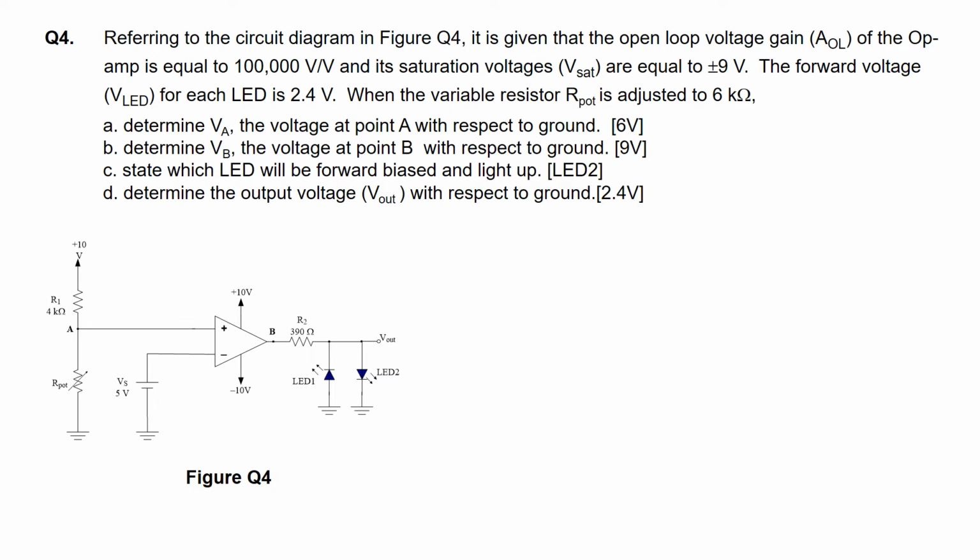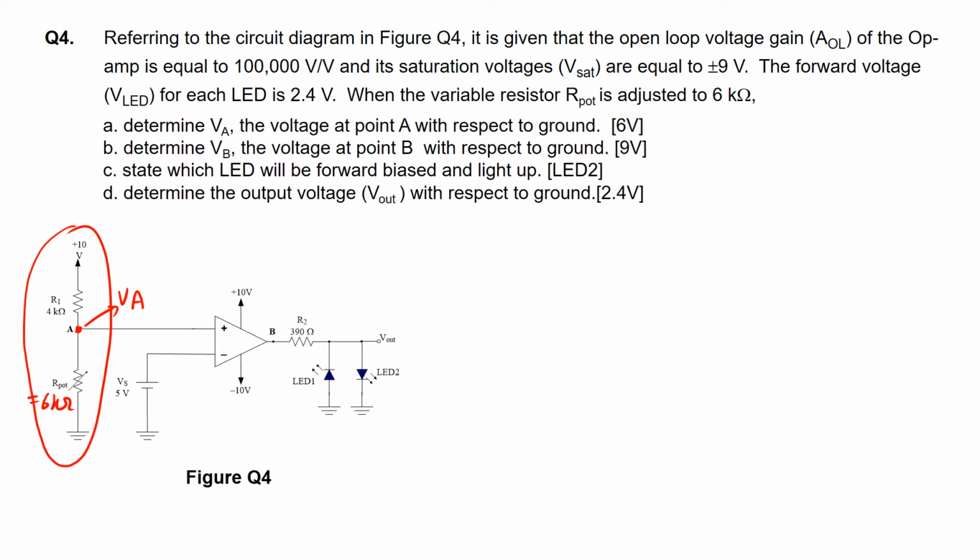When the variable resistor R port is adjusted to 6K, that means the value of this R port here is 6 kilo ohms. The first thing that we are asked is to determine the voltage at point A, VA. So at this point here, we are supposed to find out what VA is. Notice that we have a circuit, and VA is in between the two resistors R1 and R port.